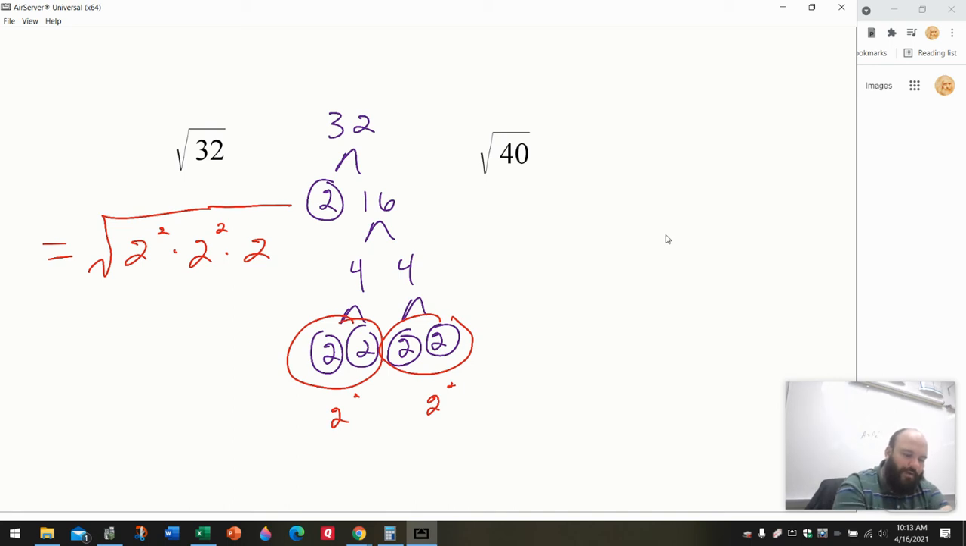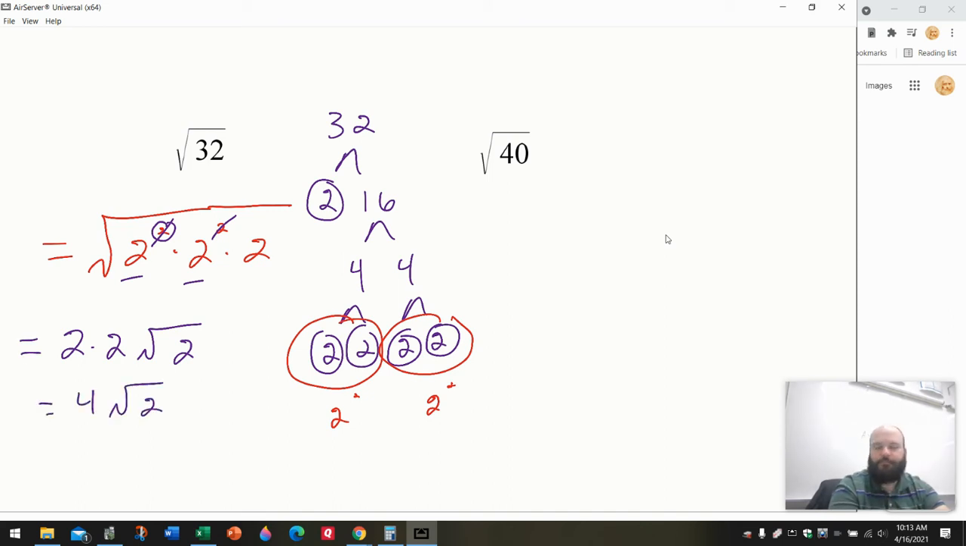So in order to get rid of these powers right here, we can cross these out and underline the 2s, just like that. And so the stuff that is underlined will come out of the square root, and if there's anything that did not have a power canceled, it remains behind in the square root. So in this case, we have two 2s that go outside, and we have a 2 that's left behind. Now, 2 times 2 is 4, and we're left with square root of 2. There's your final answer.